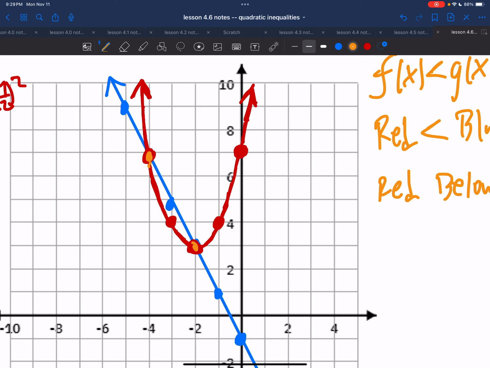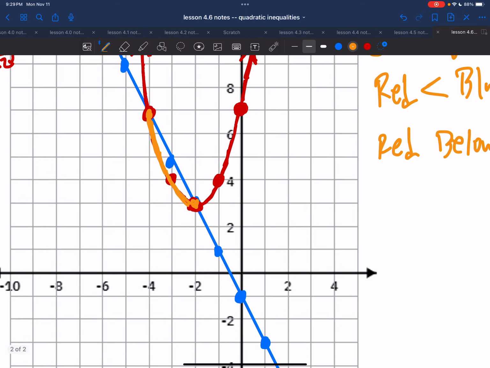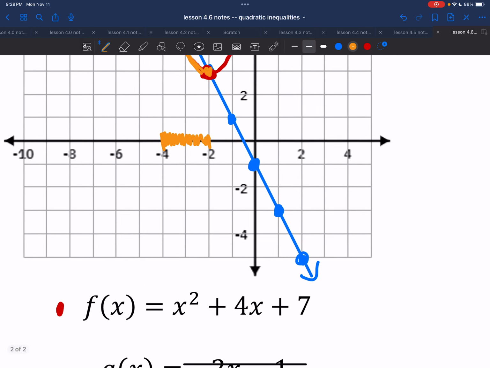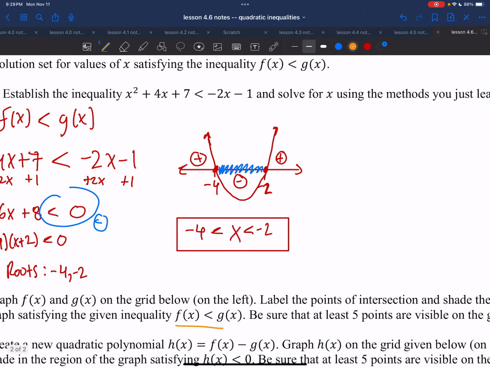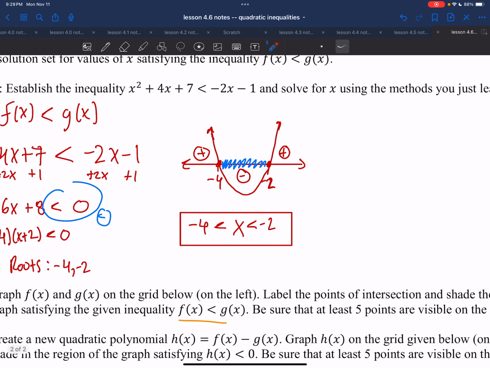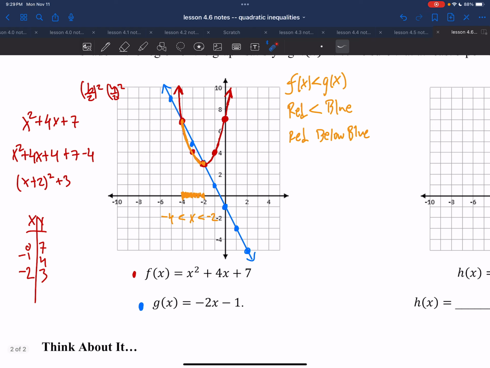So if I want to highlight this, right here they intersect, and along this piece is where the red is below the blue. They're intersecting at negative 4 and negative 2, and so it's all in this region between negative 4 and negative 2. Hey, wait a minute, isn't that the thing we were just answering in the previous part? Oh yeah, I'm getting this. So the answer to the question, over what interval is f less than g, is this interval, from negative 4 to negative 2. And so graphically we can see that.